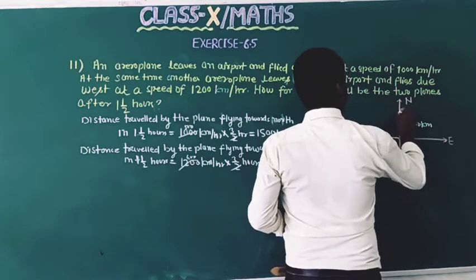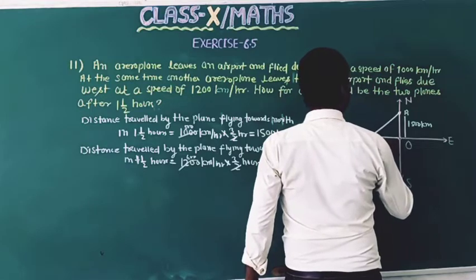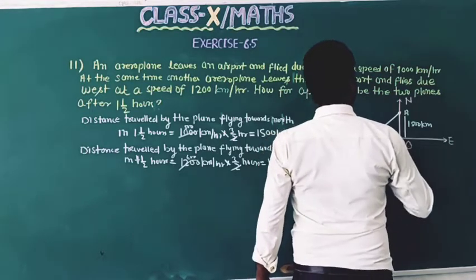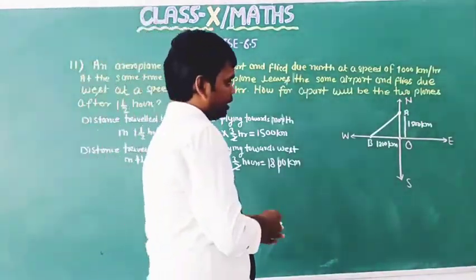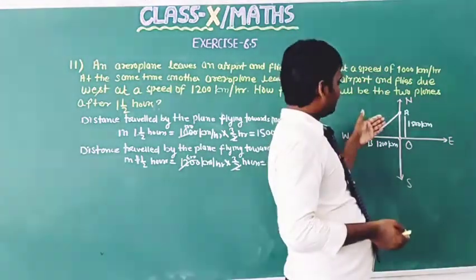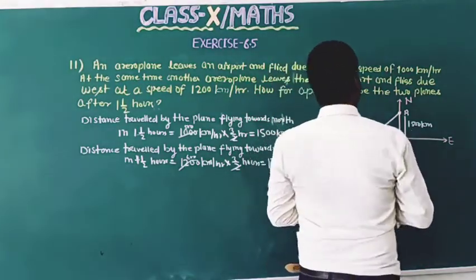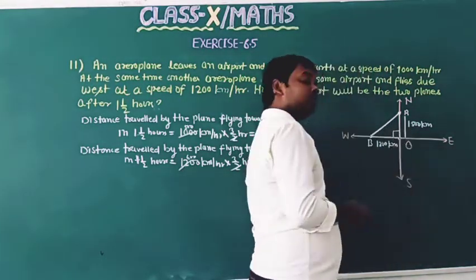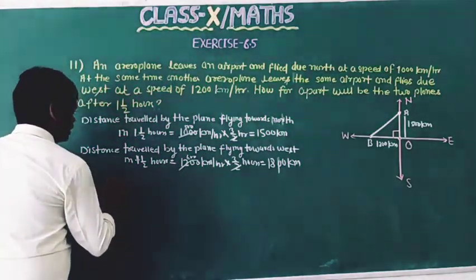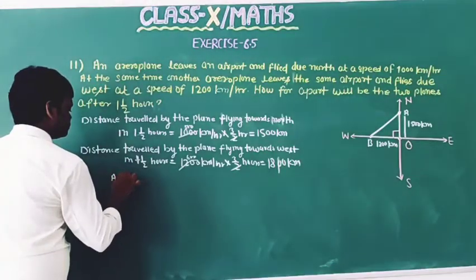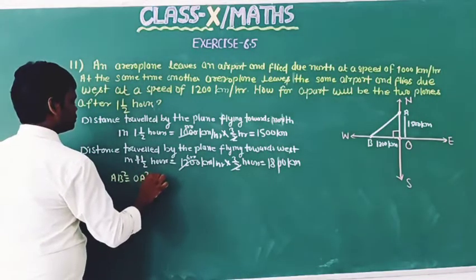So this is point D equal to 1800 kilometer. So now we will find this distance, and after joining points A and D, there will be obtained a right angle triangle. So now we can apply the Pythagoras theorem. Okay, so by the Pythagoras theorem, AB square equals OA square plus OB square.